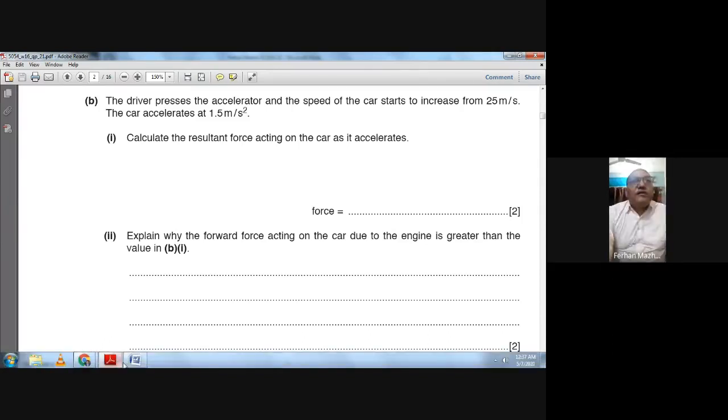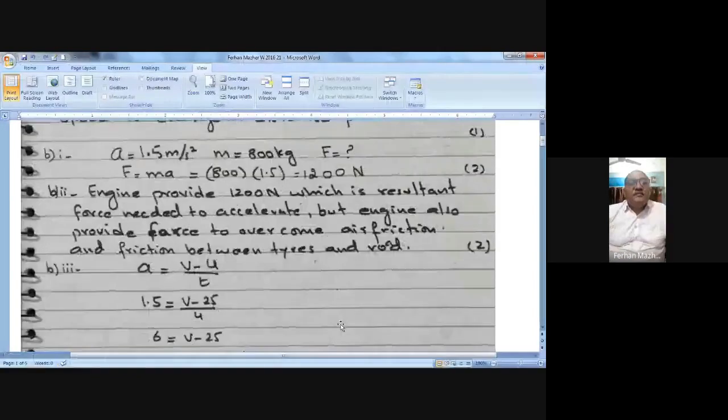I have done this on the paper. Let me show you. Okay, on your screen, B first part. a is 1.5 meter per second square given, m is equal to 800 kg given, the resultant force is question mark. F equals ma, 800 multiply 1.5, and the answer will be 1200 newton. It's a two mark numerical.